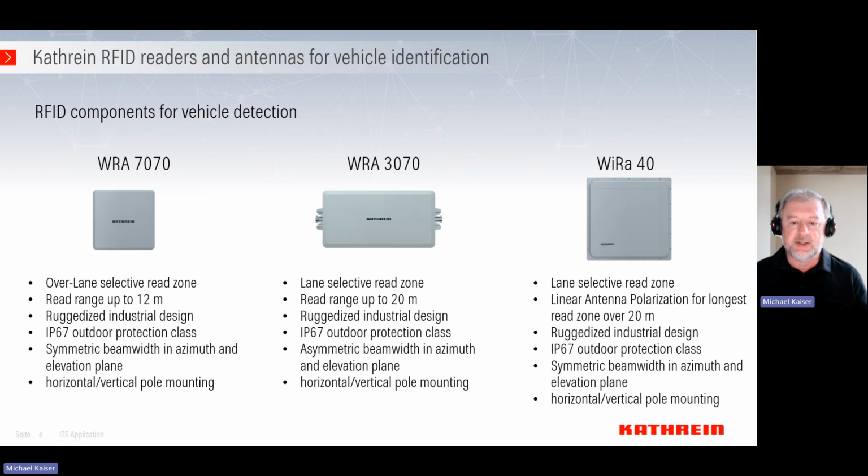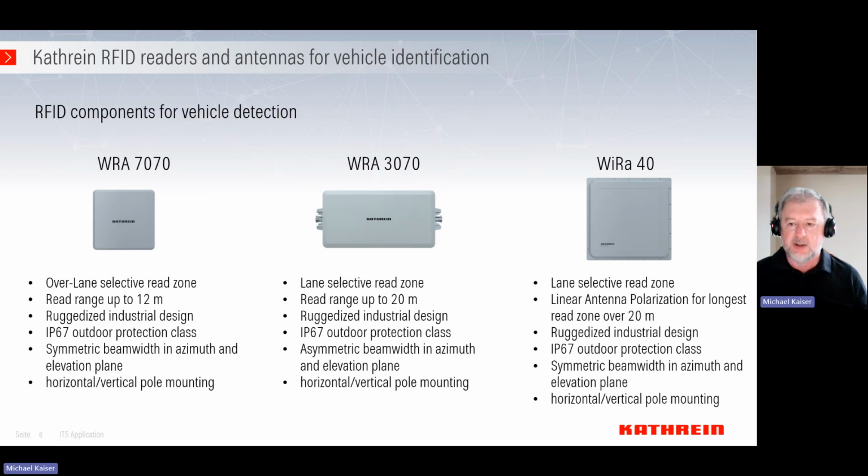Again, a very ruggedized industrial design, IP67 outdoor protection class, so you can run the device outdoors with rain, with snow, with sun. It doesn't matter. We have here an asymmetrical beam width with 30 degrees in the lane and 7 degrees in the driving direction. And again, we have horizontal and vertical pole mounting options.